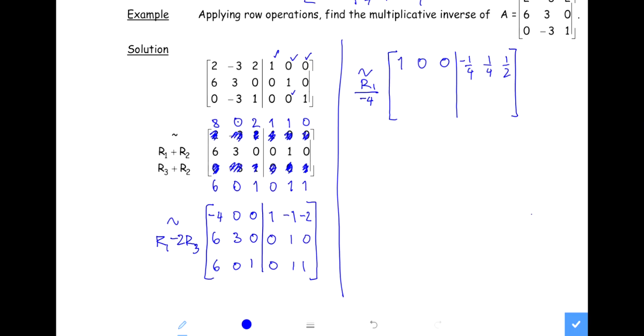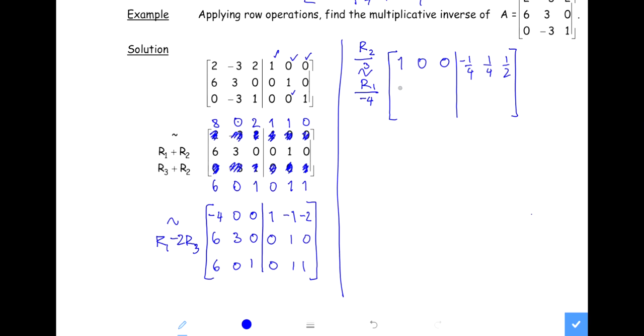Okay, next. I see 6 and 3. I think I'm going to make it smaller. I want to have number 1 in the middle, so I think I should divide row 2 by 3. So I'm going to do it here too. I'm going to write it on top like this: R2 divided by 3.